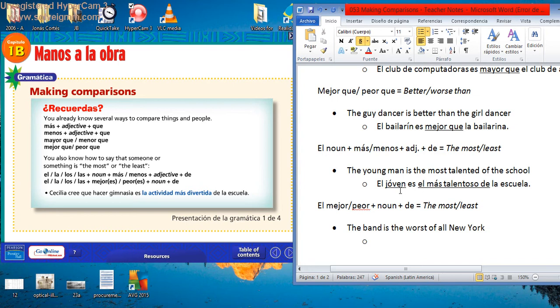If we wanted to say the least, we would change up más and we would just say menos. Es el menos talentoso de la escuela. That hurts, right? He's the least talented of the school. Okay, I'll leave it in positive. Let me redo that. There it is. Es el más talentoso de la escuela.